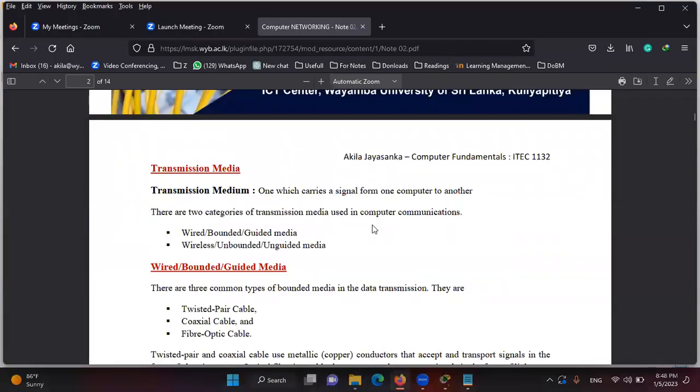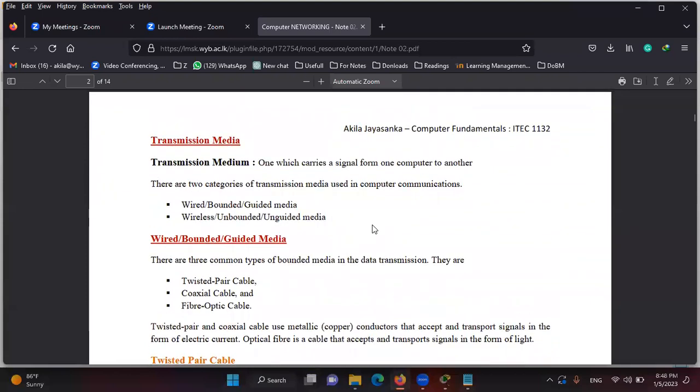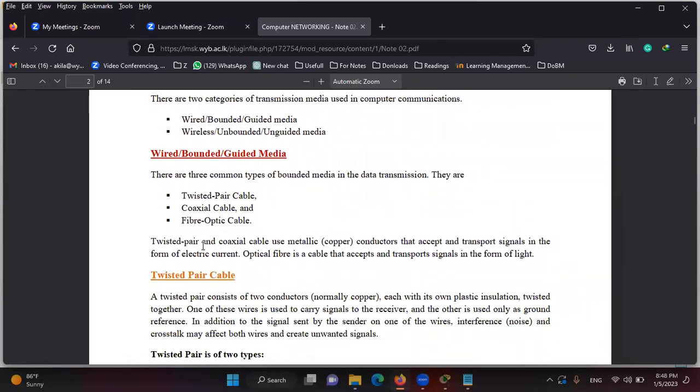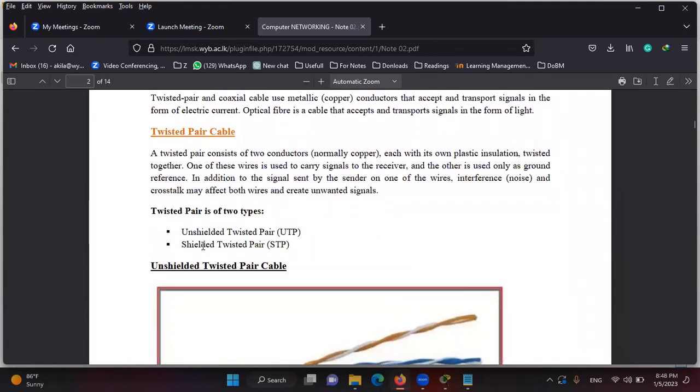So let's move to the note. Transmission media. So children, there are two types of transmission media. One is wired media, the other one is wireless media. Wired media are twisted pair cable, coaxial cable and fiber optic cable. So twisted pair cable is a copper cable.